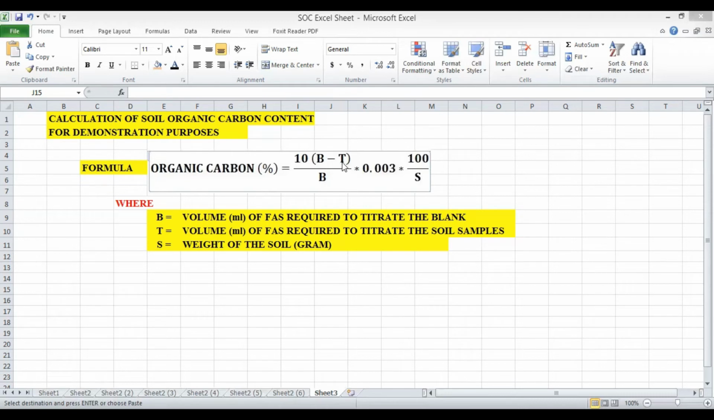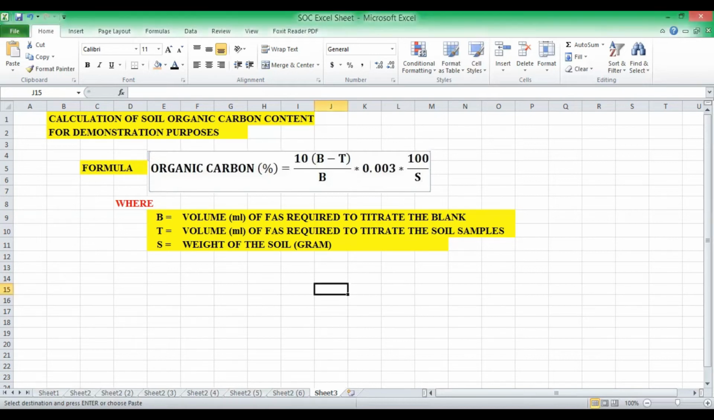Now the T value, what's the T value? T is the volume of the ferrous ammonium sulfate required to titrate the soil samples. For 3 different replicates, we have 3 different values, right? So we'll see that in the calculation soon. And S stands for the weight of the soil, which is 0.5 gram.